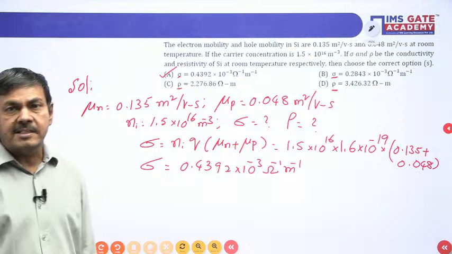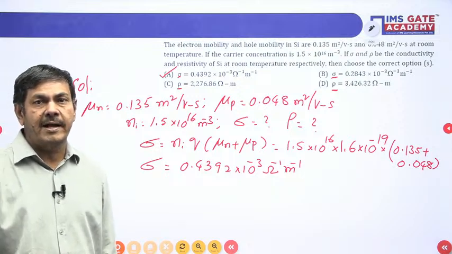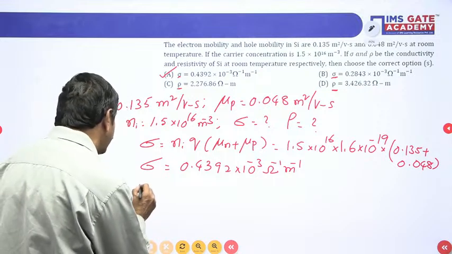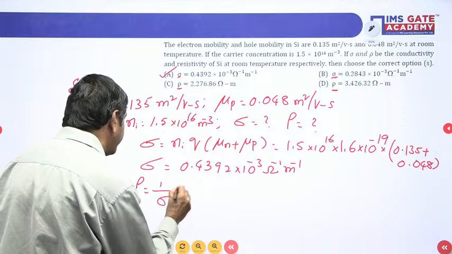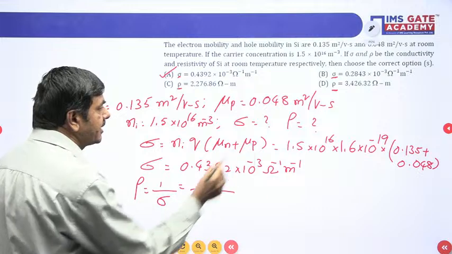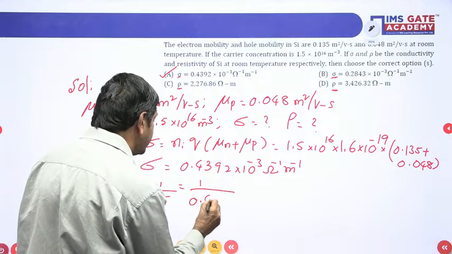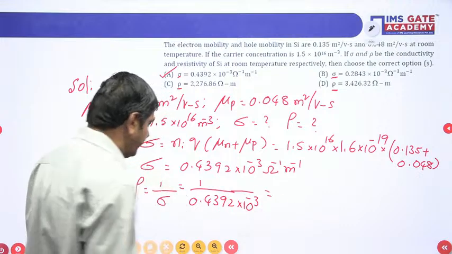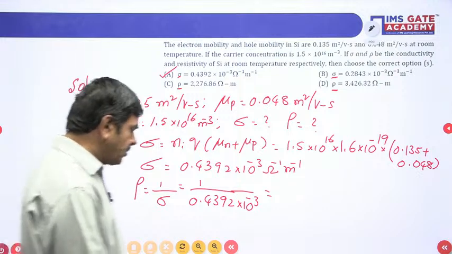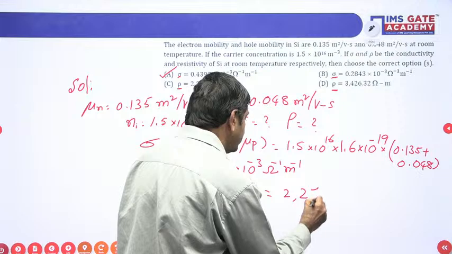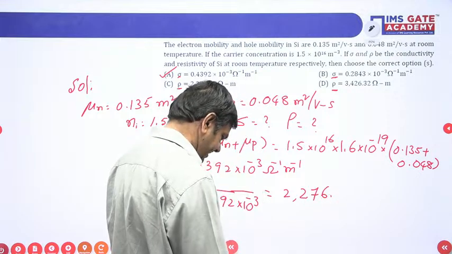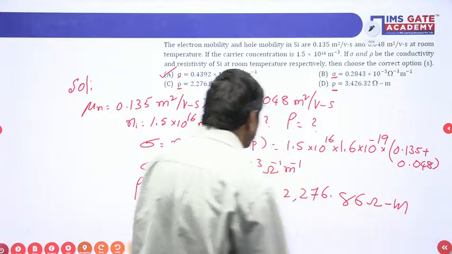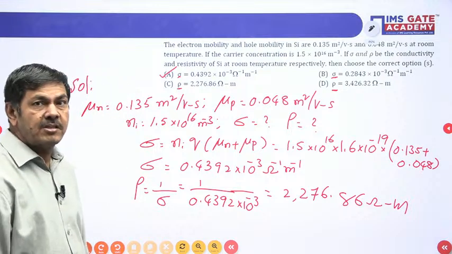Also, the problem is asking to find resistivity, so the rho value is also required. The resistivity is nothing but the reciprocal of conductivity, we know very well. So you can apply it directly: rho equal to 1 by sigma. The conductivity given is 0.4392 into 10 power minus 3. Use a calculator and you will get the rho value, which is 2276.86 ohm meters. So option C is correct.